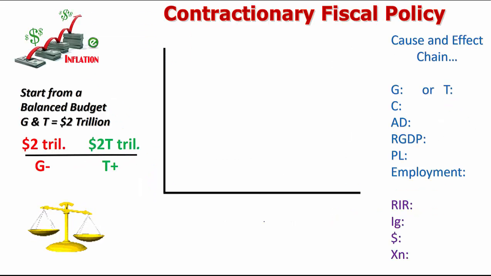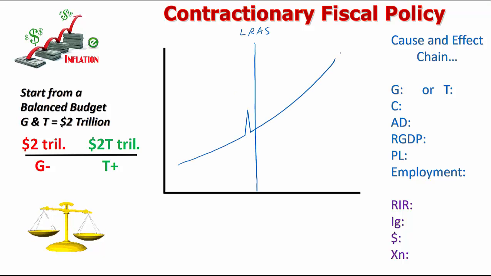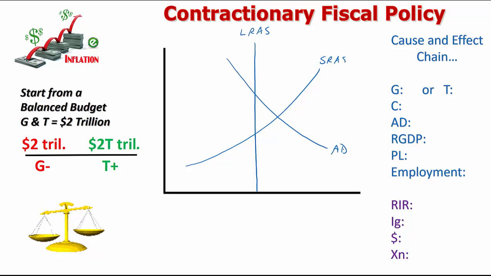Okay, and then here it is in reverse. Contractionary fiscal policy. We'll look at our cause and effect chain here. All right. When would you use contractionary policy? Whenever you're trying to solve an inflation problem. So let's draw the economy dealing with inflation. Aggregate demand is too strong. Price level. All right. So what are we going to do?